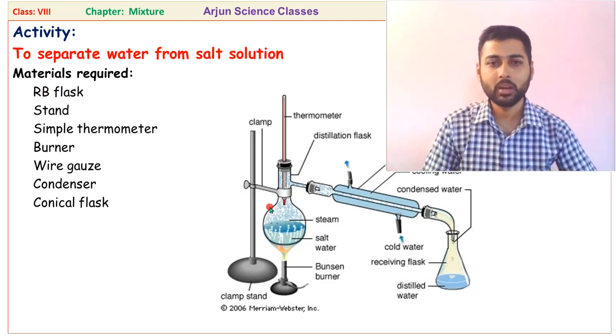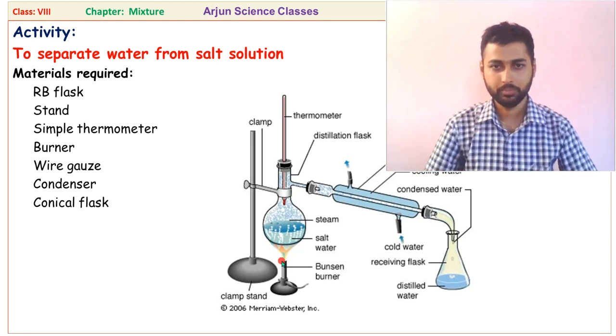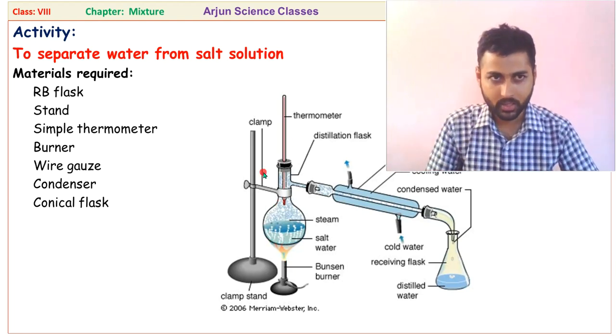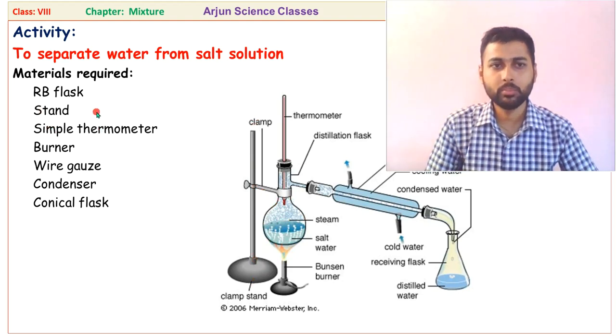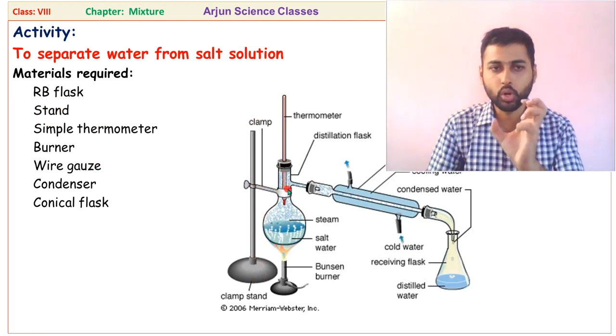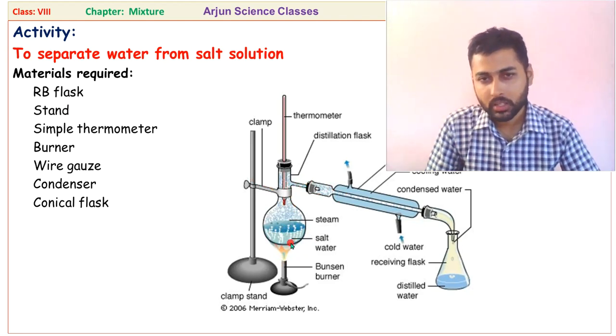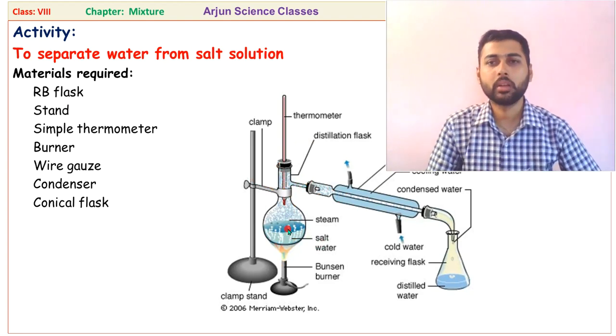Round bottom flask, RB flask. This is the RB flask here. Stand. This is the stand. Simple thermometer. This is the thermometer. Here you can see the clamp to hold this round bottom flask. Wire gauze. Wire gauze should be kept below the RB flask.